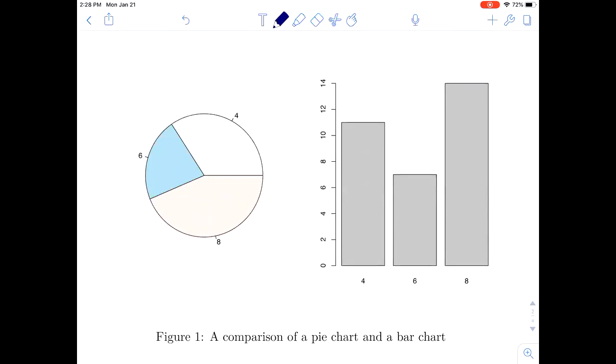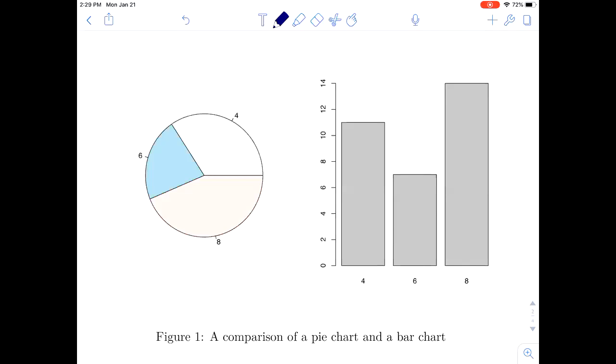Because if I asked you, say you're giving this to your boss, and your boss has to look at this as he's running down the hall. Well, which group is the biggest? Is it easy to see which group is the biggest if you just have a pie chart? Not really. You could if you had a little bit of time. You could probably guess that it's this chunk.